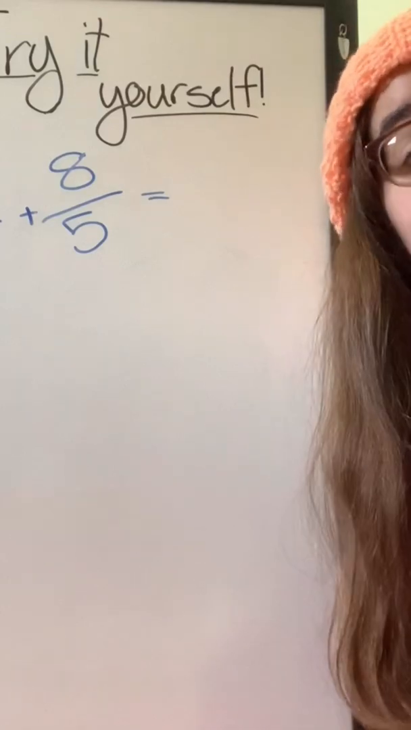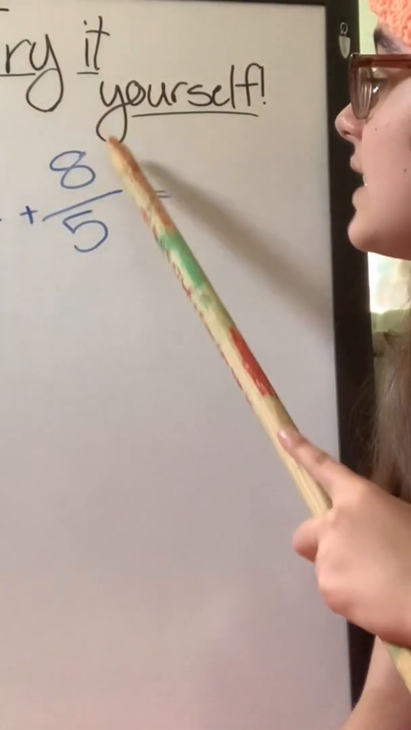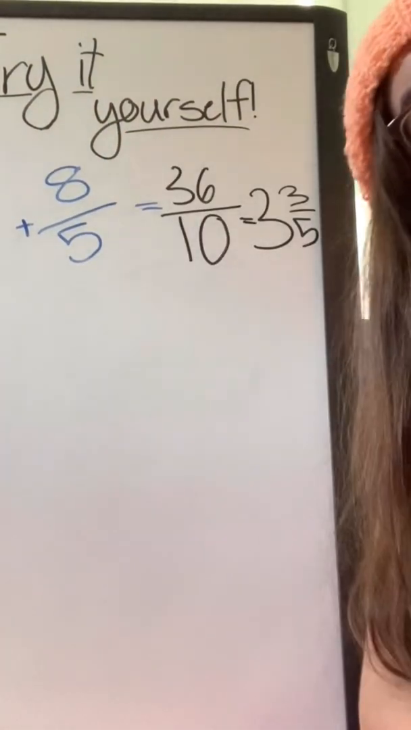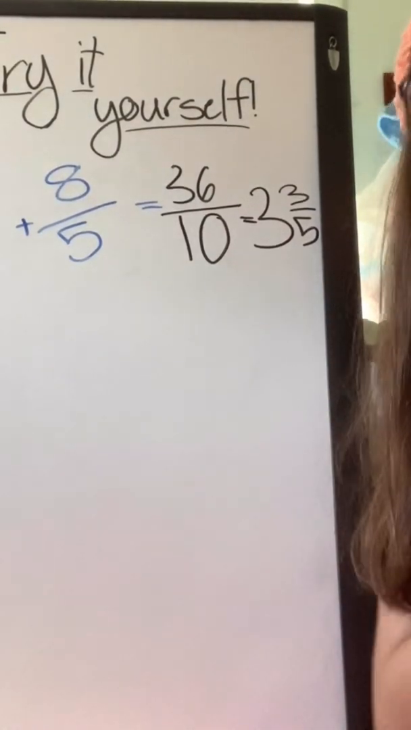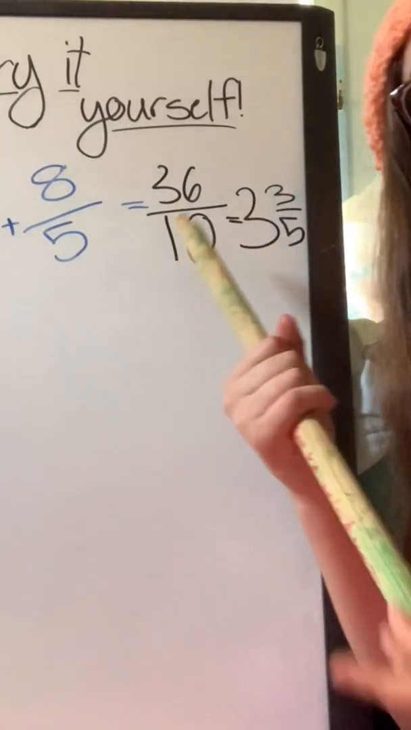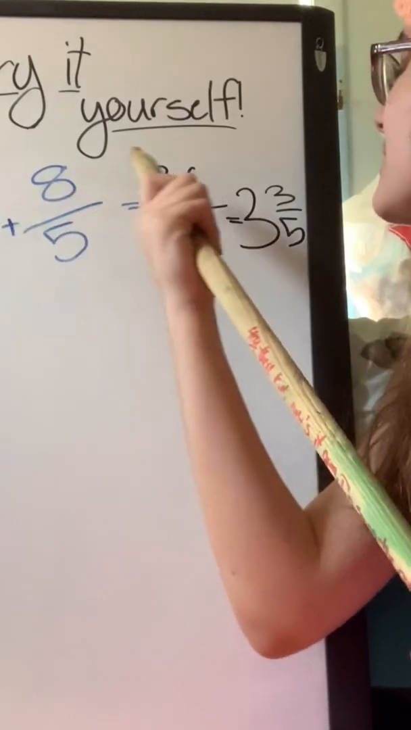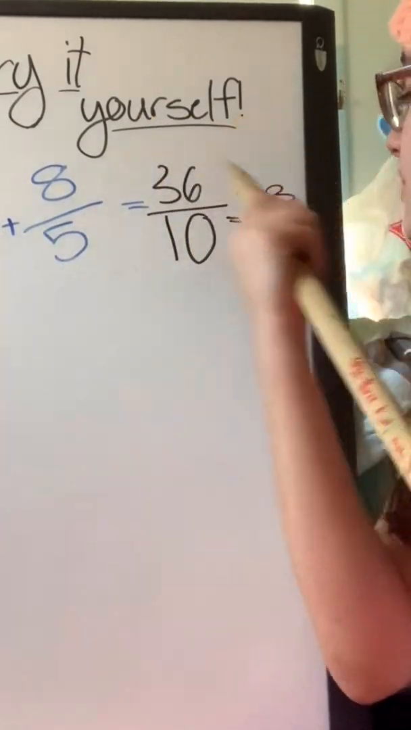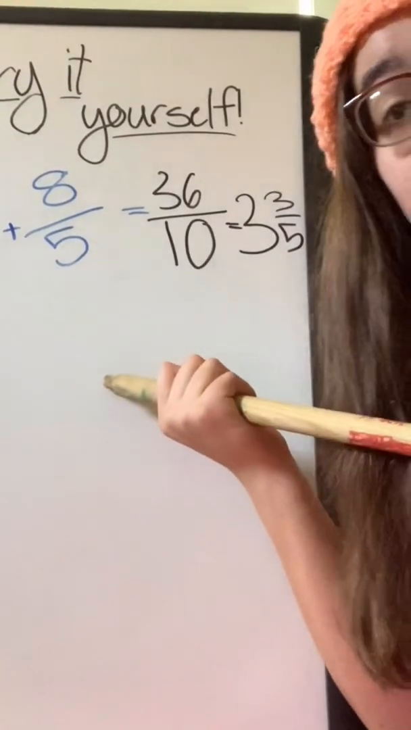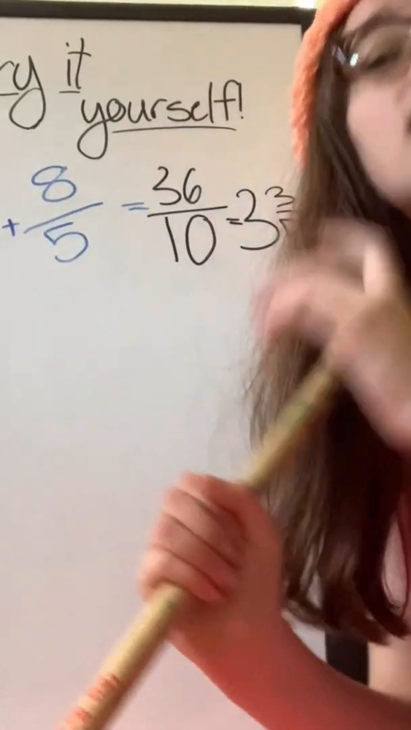It's time for you to try it yourself. Try 4 over 2 plus 8 over 5. Good luck! Did you do it? If you did, good job. If you didn't, that's fine. You can do it another time or look at the answers with us. 4 over 2 plus 8 over 5 equals 36 over 10, or 3 and 3/5. If you just got 36 over 10 and stopped there, that's fine. If you went to 3 and 3/5, that's amazing. If you got it wrong, that's okay.